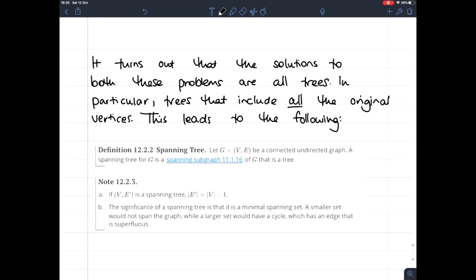And the thing that's kind of fascinating is that it turns out that the solution to both the TENET problem that we saw and also the simplified version are trees. And this is in particular trees that include all the original vertices. So if you cast your mind back to when we were talking about graphs, we said that a spanning graph was a graph that includes all the vertices of the original graph. And now we're using a similar idea. We're calling a spanning tree a spanning subgraph of our original graph G that is a tree.